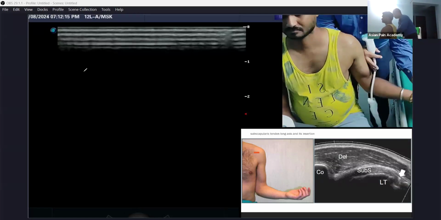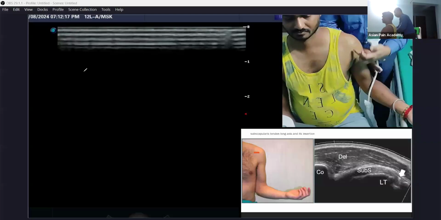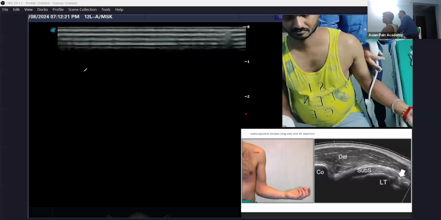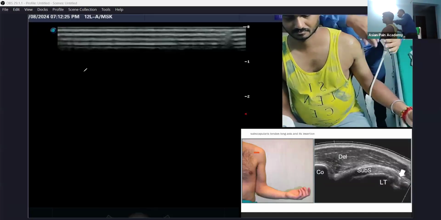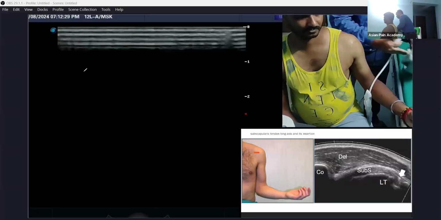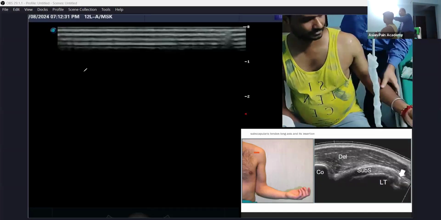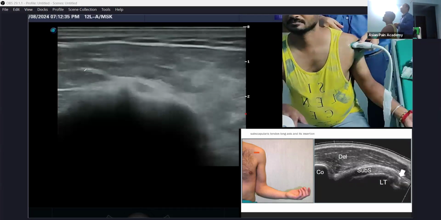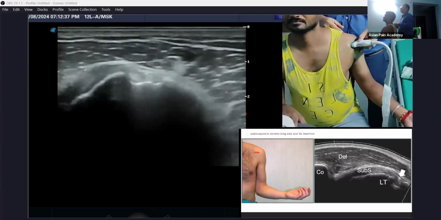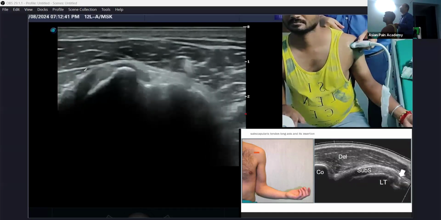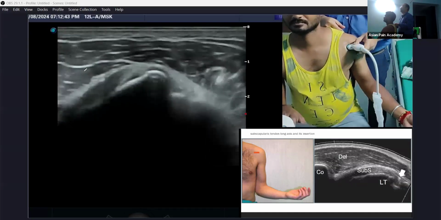So if you do external rotation, what will happen? The lesser tubercle will move from this side to this side. It will come this side. So the attachment in the lesser tubercle, you will see a bit lot of tendon here. So that is why I have kept the volunteer's hand in this way. Okay. So now here we are seeing the bicipital groove. We can understand which one is the lesser tubercle. So this one is the lesser tubercle.